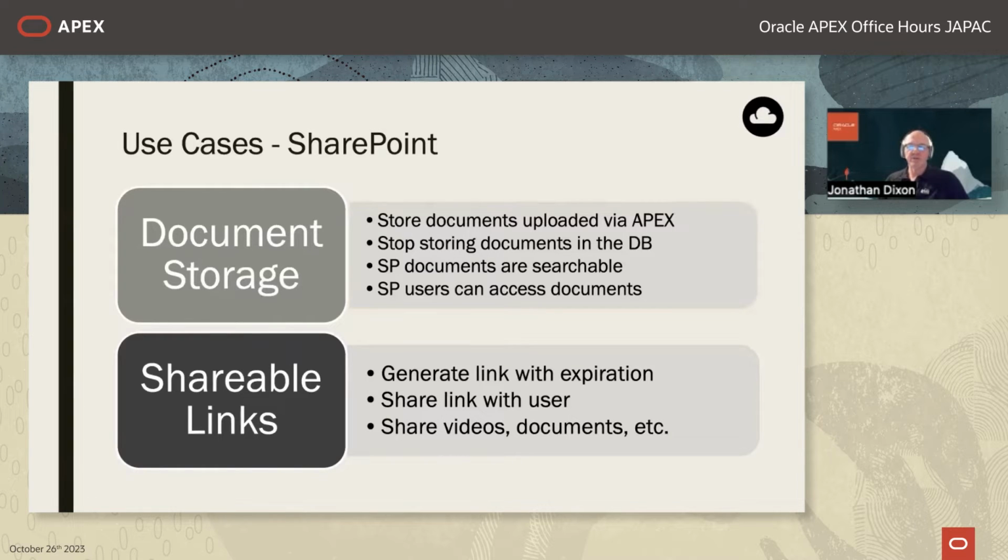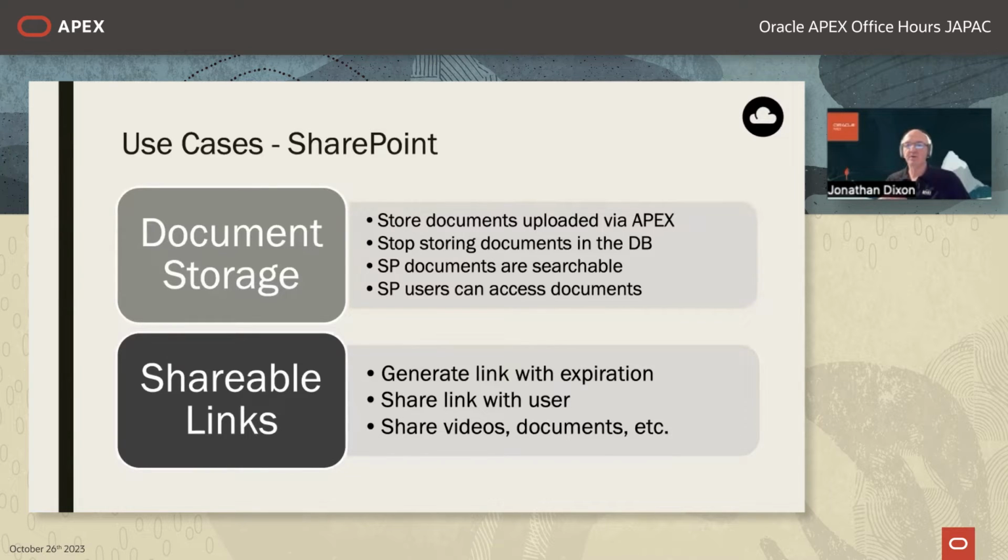Finally, if we look at SharePoint, one obvious use case is document storage. So we shouldn't be storing PDFs and Excel files in blob columns in the database anymore. So one option could be to store those documents in SharePoint, and then access those documents through your Apex app. And the final use case is shareable links.